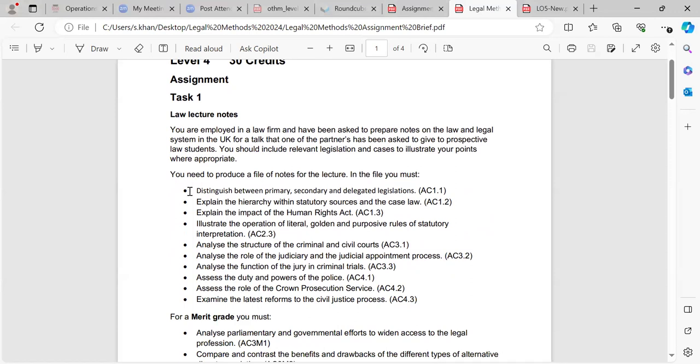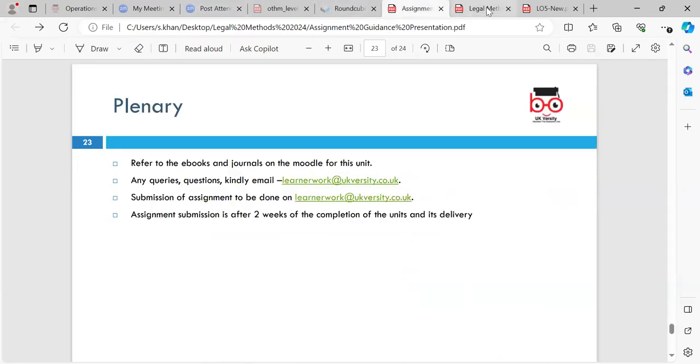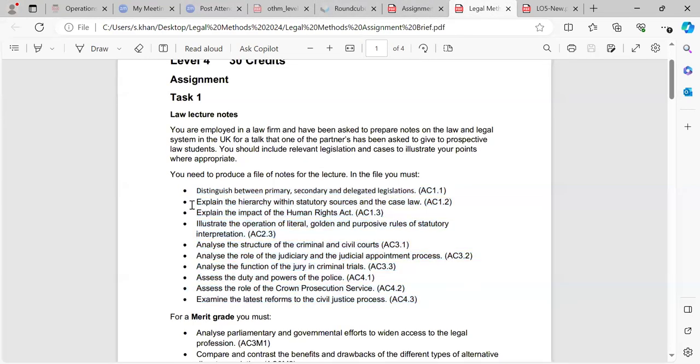So task one, you need to do all of them, Ada, and each of them must be a heading. Do you understand? Within task one, if you're talking about the first one, you must distinguish between primary, secondary and delegated legislation. That is one heading. You need to work on each one. Oh, sorry. Can you see that now? So each one is a heading, so you have to cover each one. Jacqueline, do you understand what I'm saying? Yes, please.